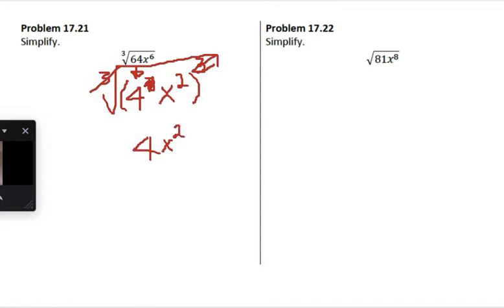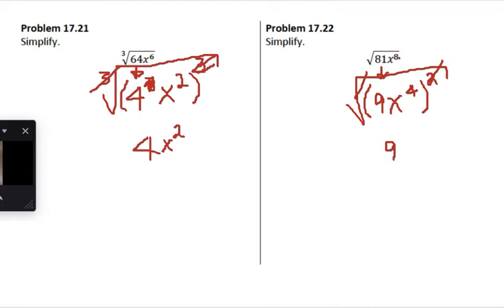And in the second one, we have a square root. The square root of 81 is 9. And for x to the 8th, we can divide the exponent by 2 to reverse the squaring process. So the square root will be x to the 4th. And so this thing, when squared, gives us 81x to the 8th. So we can just simplify the square root and the square to find 9x to the 4th.